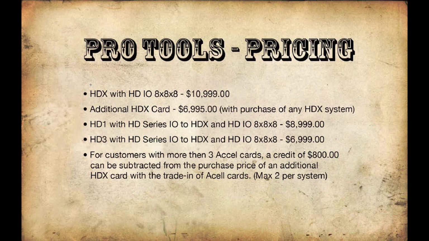Now let's say, okay, time to upgrade. I have an HD1 Excel system with the Blue Series HDI, the 192, 96 IO, the mic crate. Any one of those and an HD1 card, to an HDIO 8x8x8 with an HDX card is $8,999. So you save $2,000 right there by trading those in. If you have an HD3 and trade it in, you get it for $7,000. So you're saving around $4,000.